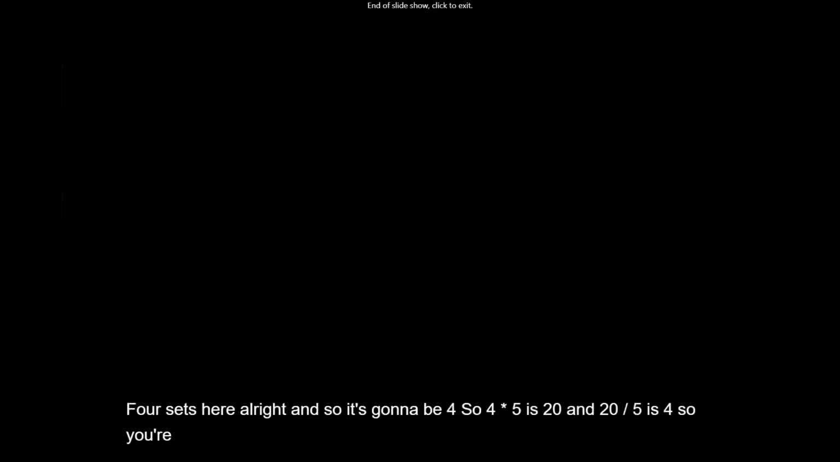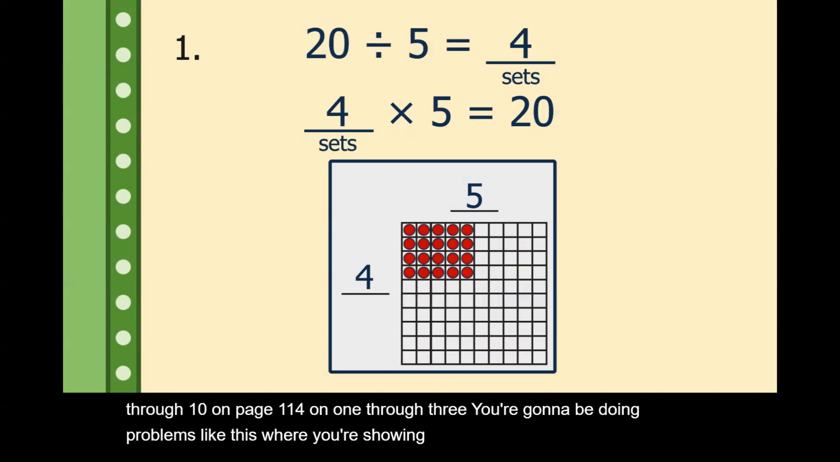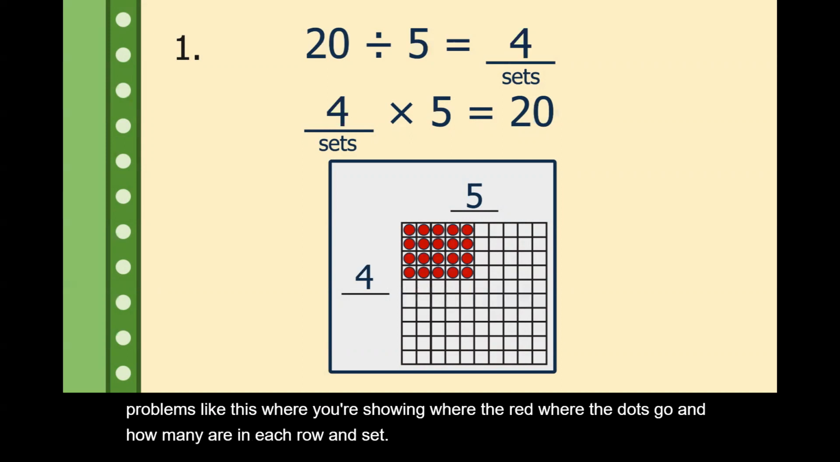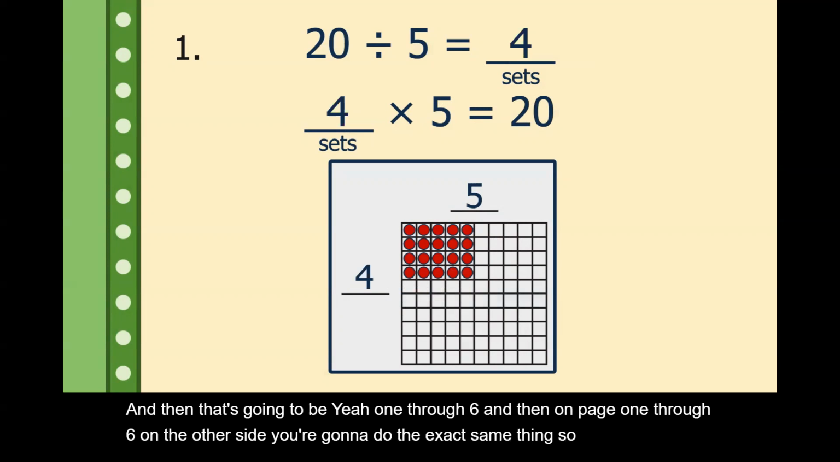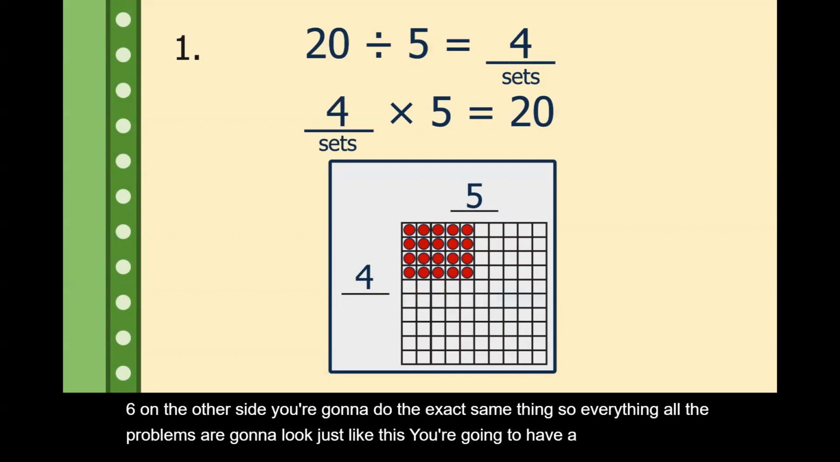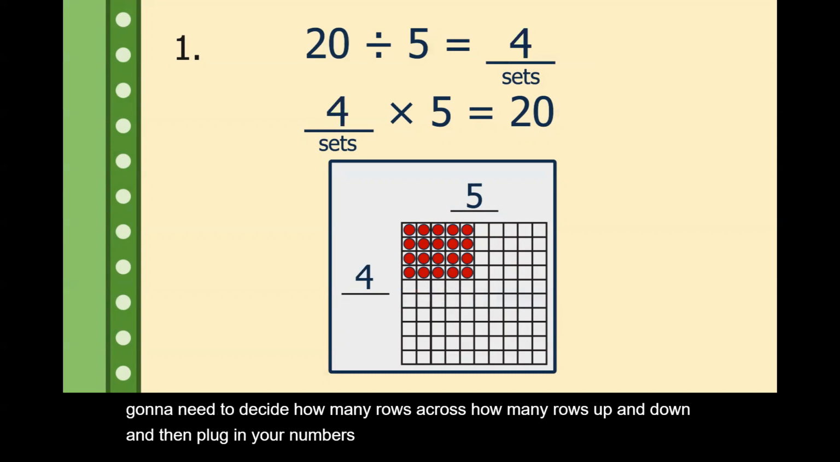So you're going to be doing problems 1 through 6 on page 113 and 1 through 10 on page 114. On 1 through 3, you're going to be doing problems like this, where you're showing where the dots go and how many are in each row and set. And then that's going to be 1 through 6. And then on page 1 through 6 on the other side, you're going to do the exact same thing. So all the problems are going to look just like this. You're going to have a total. You're going to need to decide how many rows across, how many rows up and down, and then plug in your numbers accordingly. And then 7 through 10 is review of 4-digit addition.